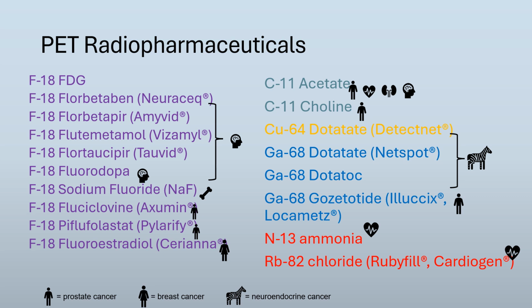Copper 64 dotatate through gallium 68 dotatoc, those are all neuroendocrine tumor imaging. The zebra icon is there because that's the mascot of neuroendocrine imaging. Gallium 68 gozetotide, that's commonly known as Illuccix or Locametz, and that one has a little man beside it because it's prostate cancer. N13 ammonia and rubidium 82 chloride are cardiac imaging agents.